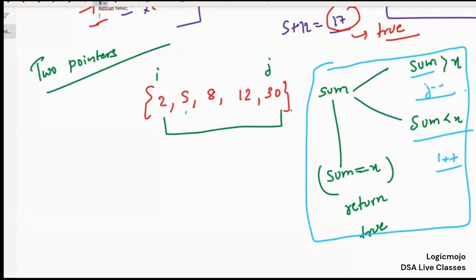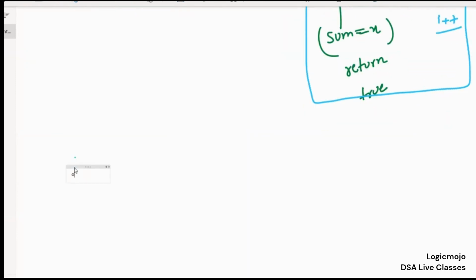So now, let us see the code for this. Let's say we take 3 inputs, similar to what we did previously: the array, n, and x. Now, as I mentioned, i will be 0, j will be n minus 1. We want to do while i is less than j.